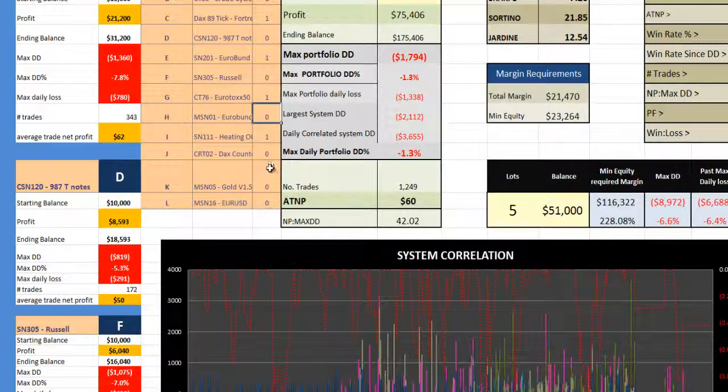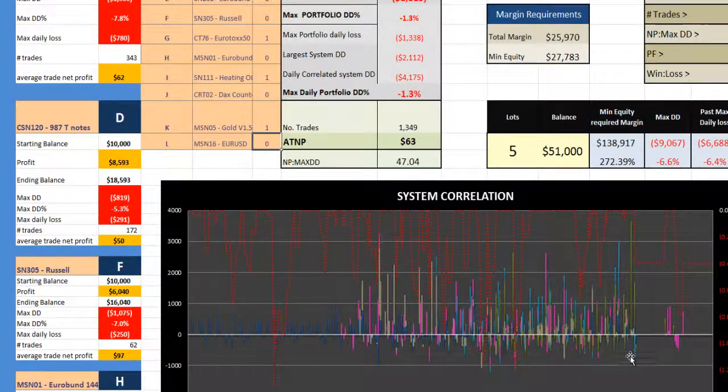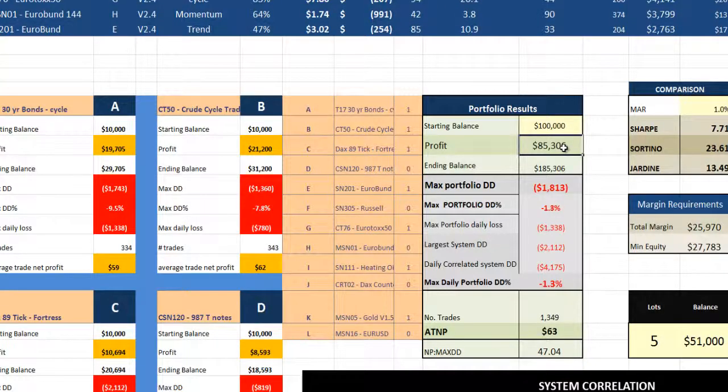So we still want to add another system in here, and we want to make sure that we get a strategy that isn't going to increase that portfolio drawdown. Perfect. So we added in gold. It took the drawdown up to 18.13. Still, we're still really well correlated. So our profit now is at 85,000. So we are looking very good as far as adding systems.